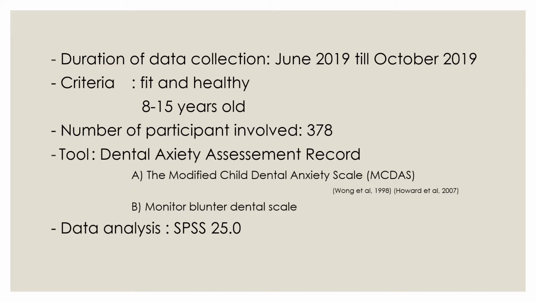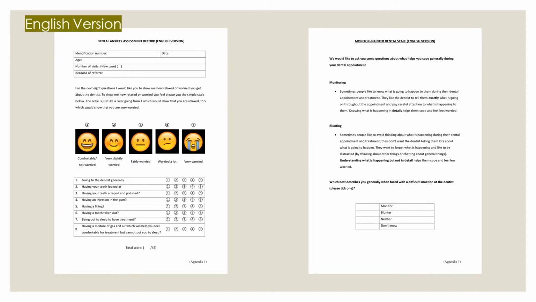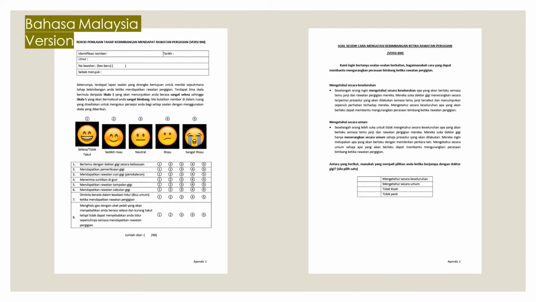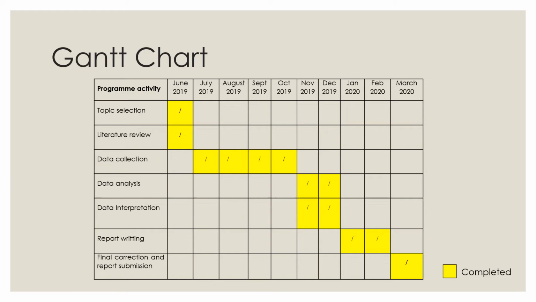The tool used is the Dental Anxiety Assessment Record, which comprises two parts: the Modified Child Dental Anxiety Scale and the Monitor Blunter Dental Scale. Data was analyzed using SPSS 25.0. There are two language versions of the form, English and Bahasa Malaysia. The MCDAS form consists of 8 questions and the assessment is performed using a 5-point scale, in which 1 is comfortable and 5 is very worried. This is the Gantt chart of my study.